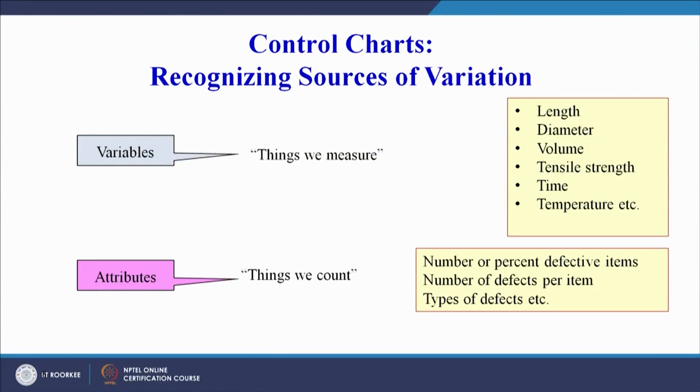Now we can see the variables are things that we can measure. For example, we can measure the length, the weight, the height, geometrical dimensions. There can be a number of things that we can measure, and examples are given on the screen. You can see here length, diameter, volume, tensile strength, time, temperature, etc. All these things are variables which we can very easily measure.